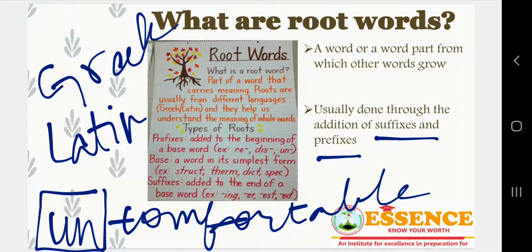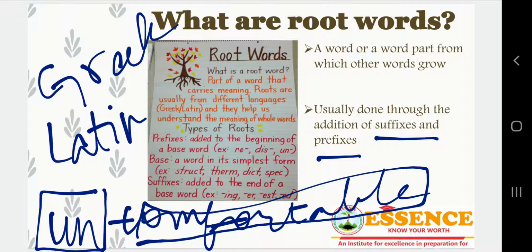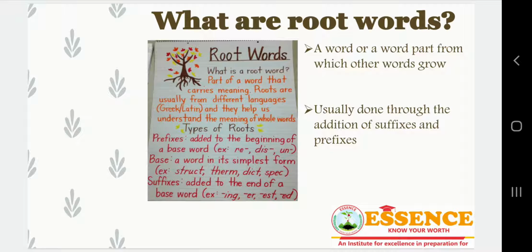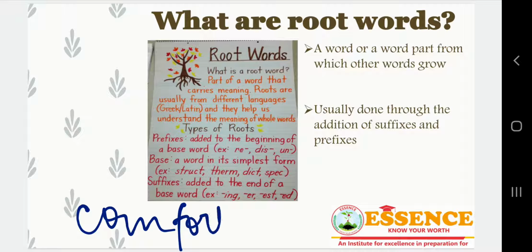And when we talk about a suffix, it is something which is added to the end of a base word. Just like comfortable. What will be the base word in comfortable? The base word in comfortable will be comfort. So when comfort is added to able, we get the word comfortable.